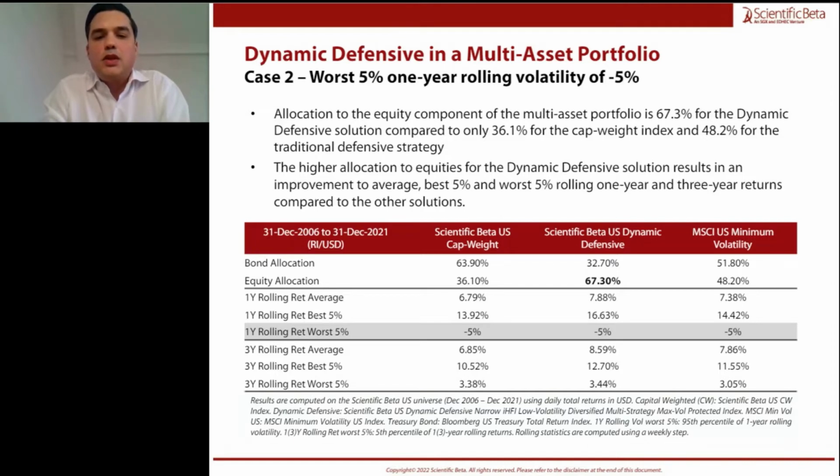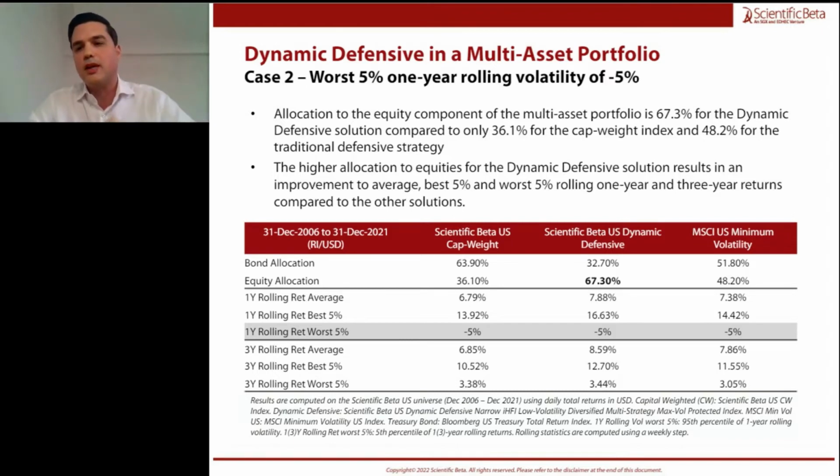If instead she uses the minimum volatility portfolio, the allocation can be increased, but only up to the level of 48% equity, 52 bond. With a dynamic defensive, investors can go all the way up to an allocation of 67 equity, 33 bond approximately. And this, similarly to the previous case study, is giving a lot of benefits to investors with respect to their distribution of returns. Average returns are better, and also worse returns are managed in a very efficient way.